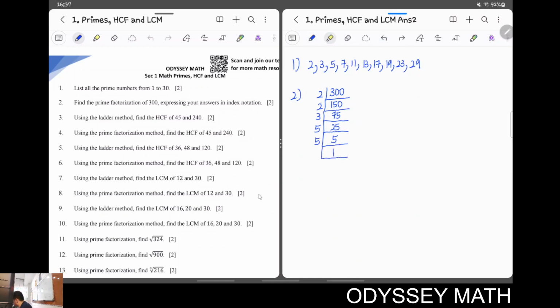You stop. And then you look at these numbers here vertically. Well, that would mean that 300 equals 2 times 2 times 3 times 5 times 5, which equals 2 to the power 2 times 3 times 5 to the power 2.